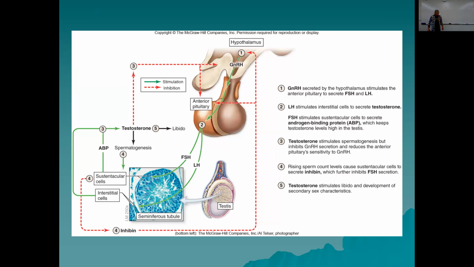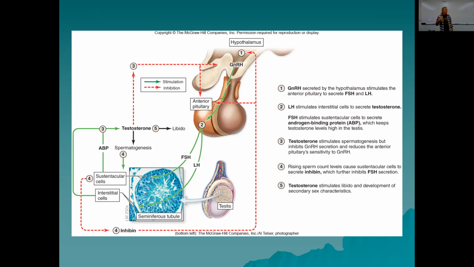And so this is figure 28.17 on top of page 1133. GnRH secreted by the hypothalamus stimulates the anterior pituitary to secrete FSH and LH. LH stimulates interstitial cells to secrete testosterone. FSH stimulates sustentacular cells to secrete androgen binding protein, which keeps testosterone levels high in the testes.